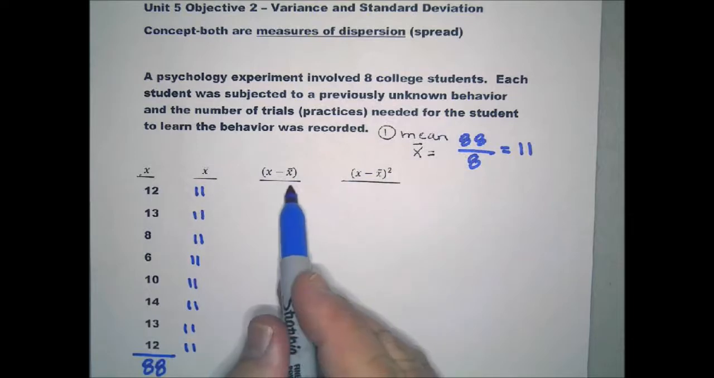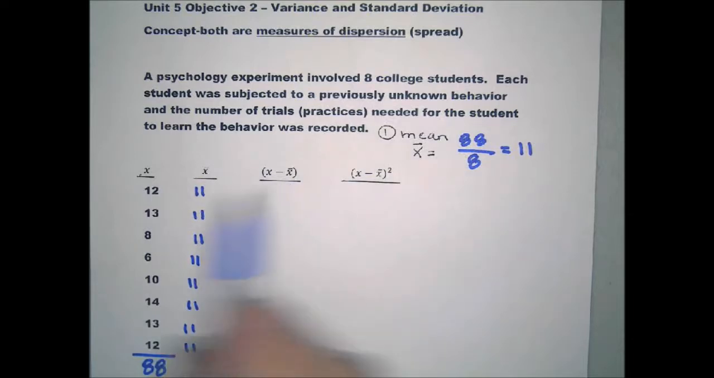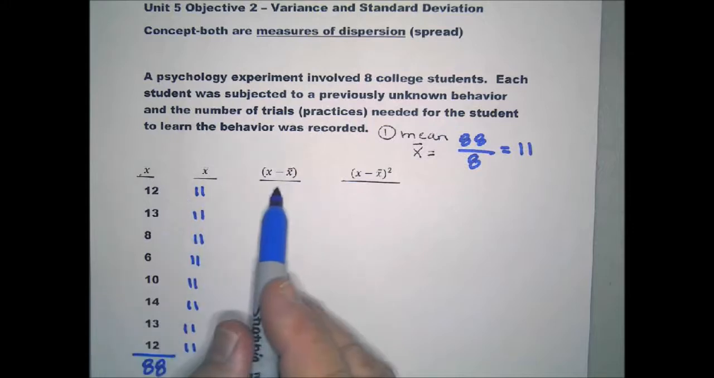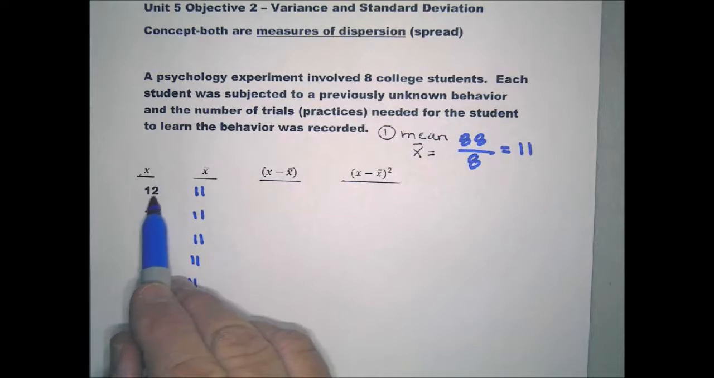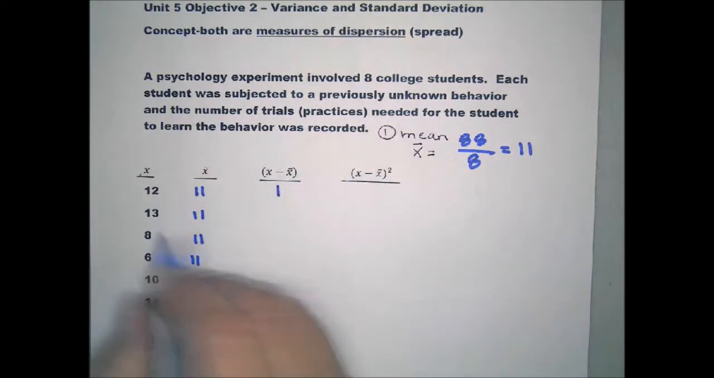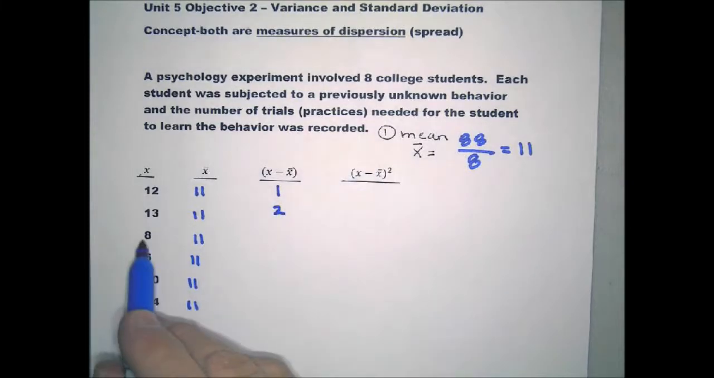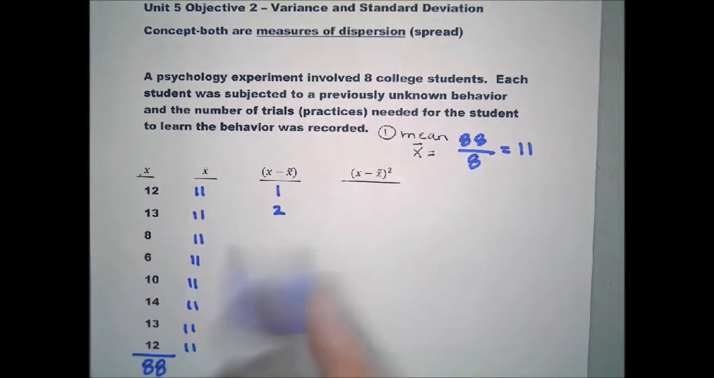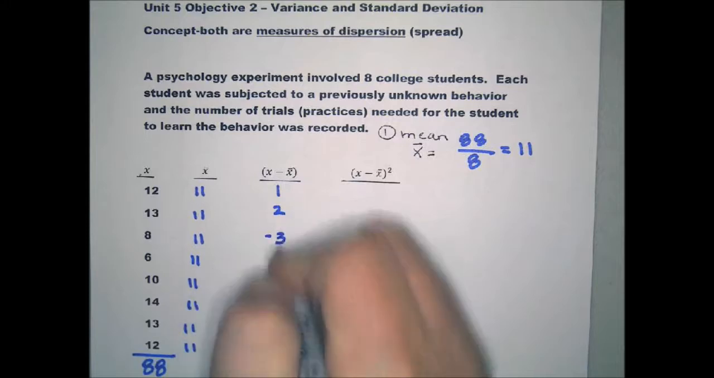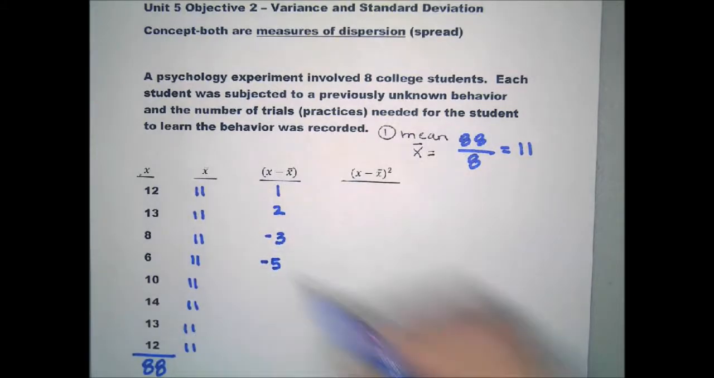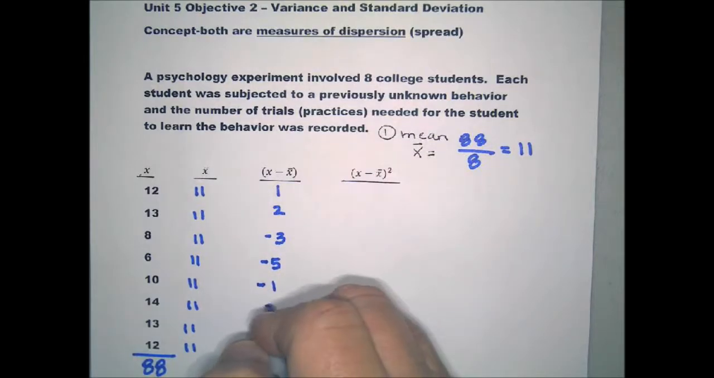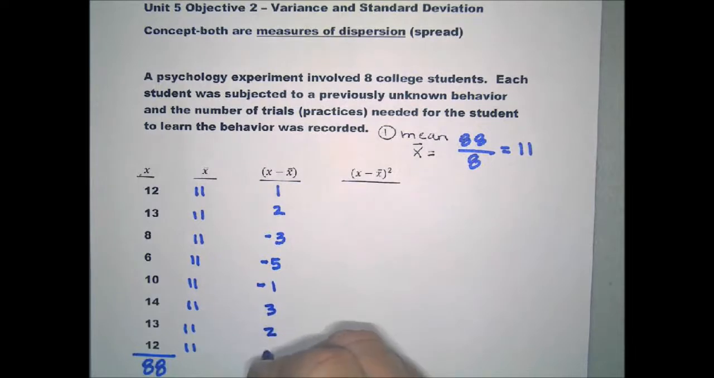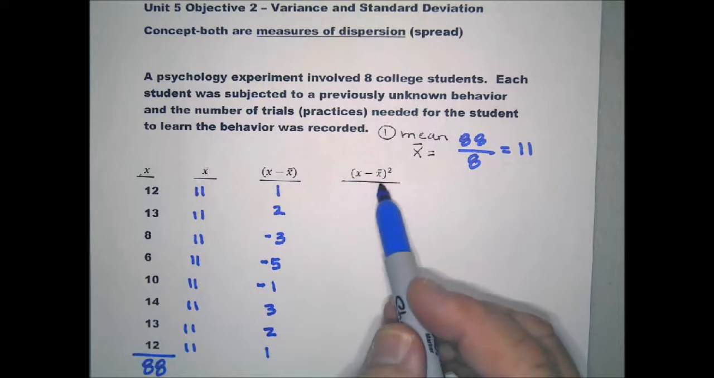Now you can tell by the column heading, the next thing we do is for each data point, we find the difference between that data point, the X, and the mean. So on this one, 12 minus 11, that's 1. 13 minus 11, 2. Now this one is going to be a negative, so 8 minus 11, negative 3, negative 5, negative 1, positive 3, and 2, and 1.